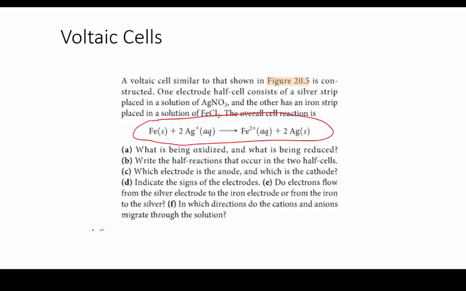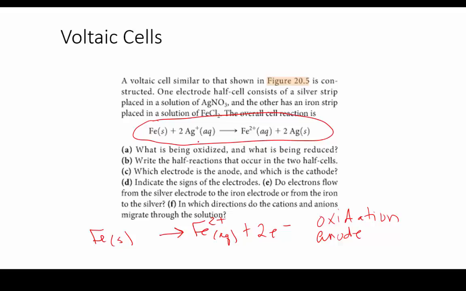Okay, so I know I'm going to have iron solid, and that's going to be making iron +2. So if I need to balance my charges, I'm going to need 2 electrons over here. So I can see then that this is giving up the electrons, so this is going to be oxidation, which means this is going to be my anode.